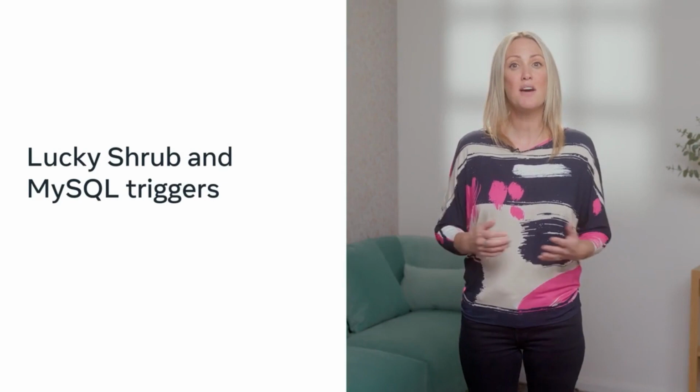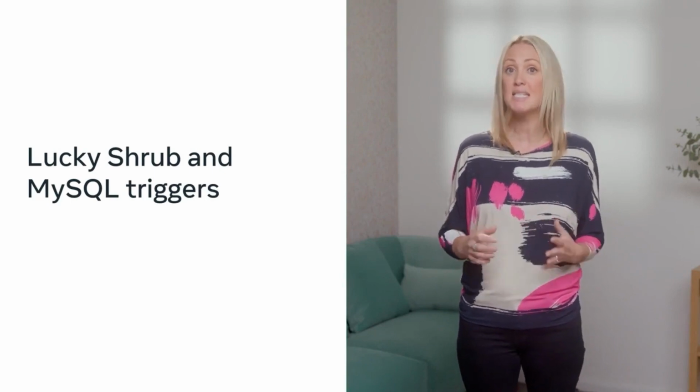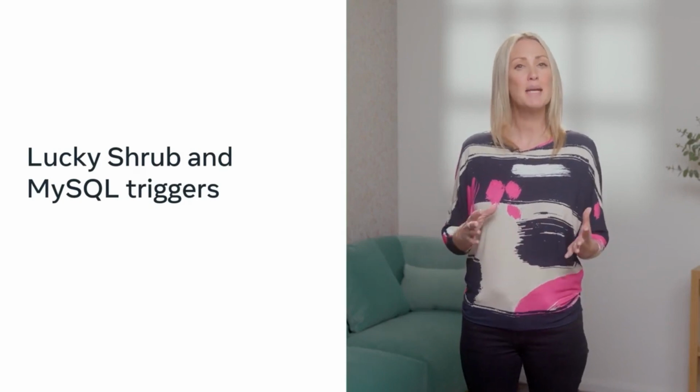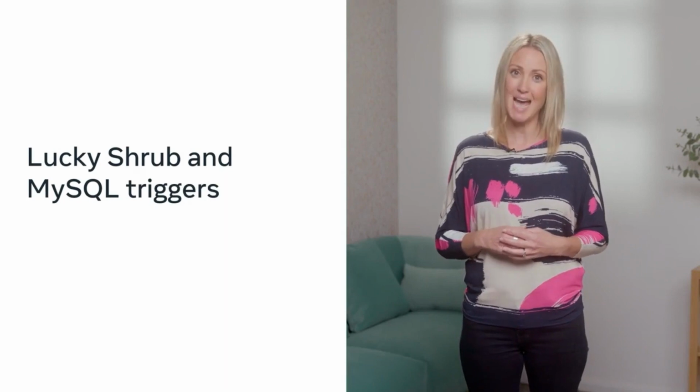Lucky Shrub's sales team are adding discounts to products. However, any discounts over 25% must be reviewed by a manager. This means that the sales team needs to add a trigger to the database that flags items when they're assigned a discount above the 25% threshold. Let's explore MySQL triggers and find out how Lucky Shrub can use them to complete this task.